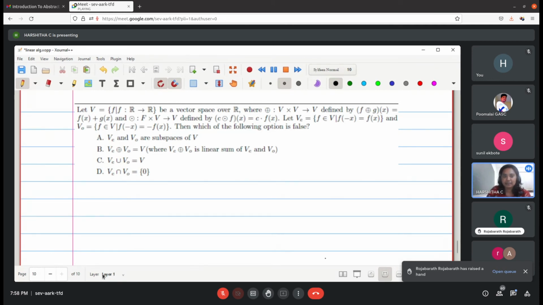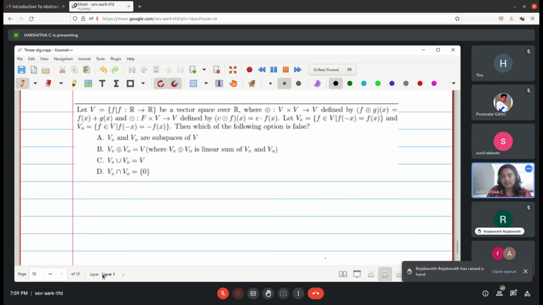And we define scalar multiplication. You take a function and a scalar, and you want to make sense of c dot f. So c dot f evaluated at a real number x is nothing but c times f of x. f of x is a real number, and you have multiplication in real numbers, so it is c times f of x. Now we have been given two subsets.